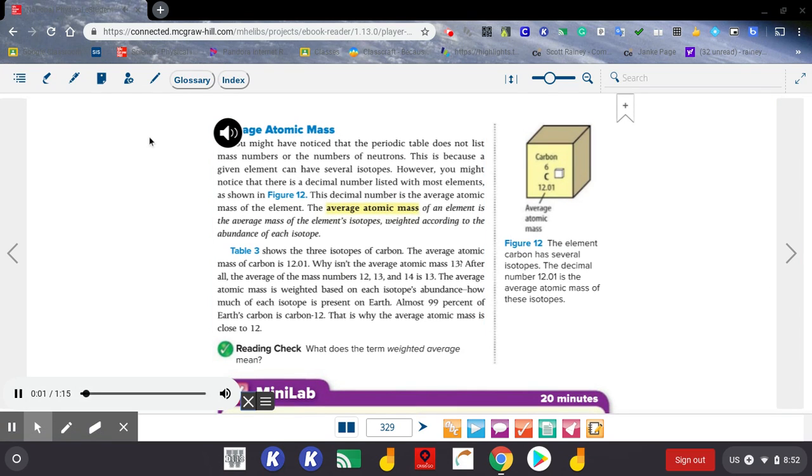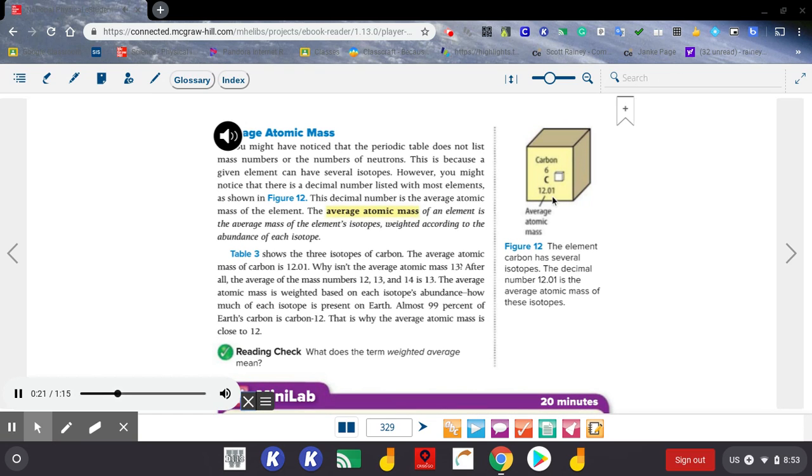Average atomic mass. You might have noticed that the periodic table does not list mass numbers or the numbers of neutrons. This is because a given element can have several isotopes. However, you might notice that there is a decimal number listed with most elements, as shown in Figure 12. This decimal number is the average atomic mass of the element. The average atomic mass of an element is the average mass of the element's isotopes, weighted according to the abundance of each isotope. Table 3 shows the three isotopes of carbon.